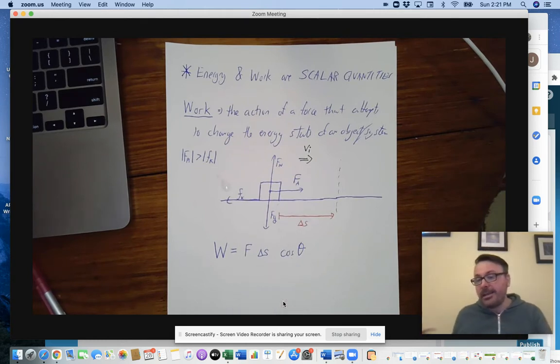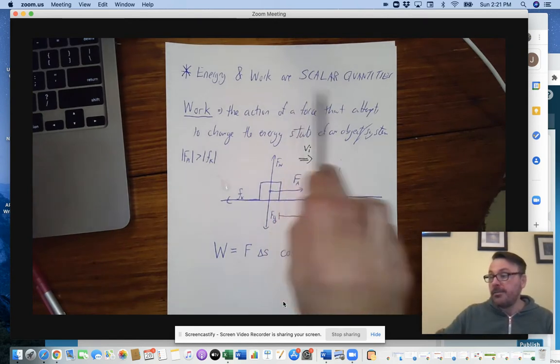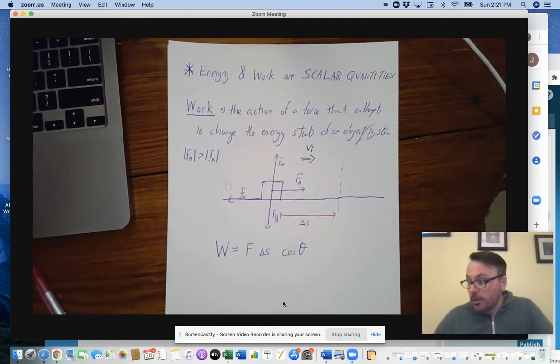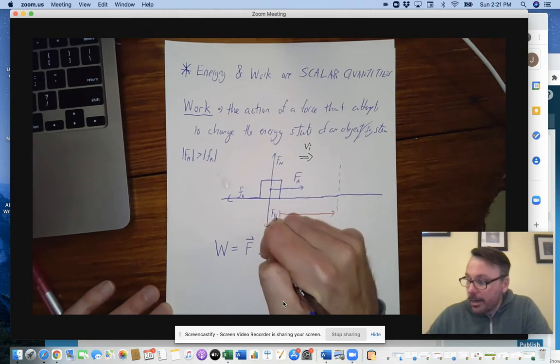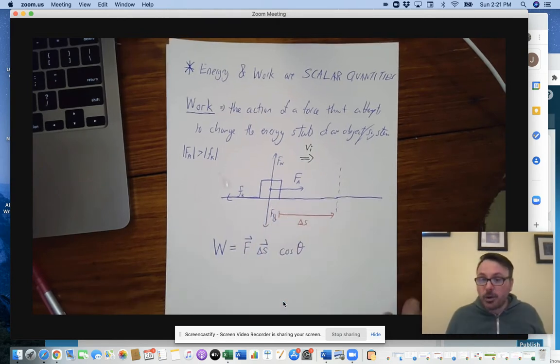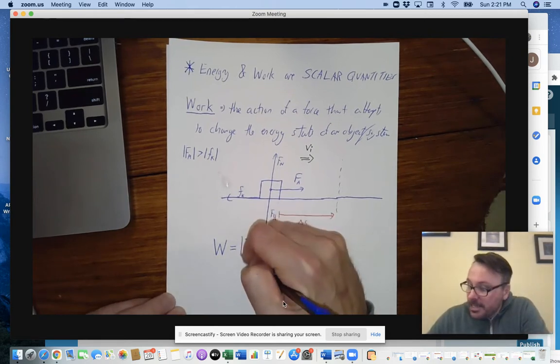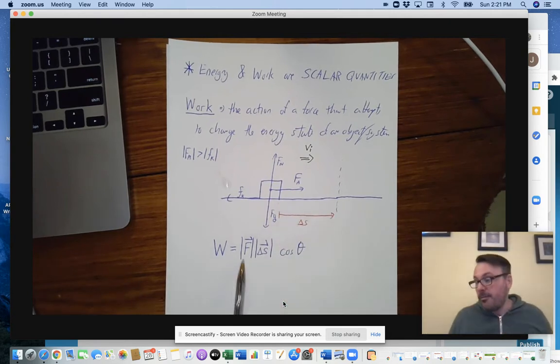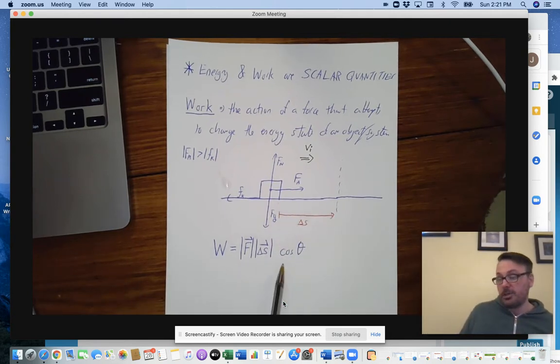Well, theta is going to be the most important part of this equation because of the fact that work is a scalar quantity. So first, let's get back to this, because force, we know clearly, is a vector quantity. Displacement is a vector quantity, but work is a scalar. So how does this operate? Well, easy enough. What you learned last year is that you were dealing with magnitudes here. Force times displacement times cosine of theta. That's hopefully what you learned.